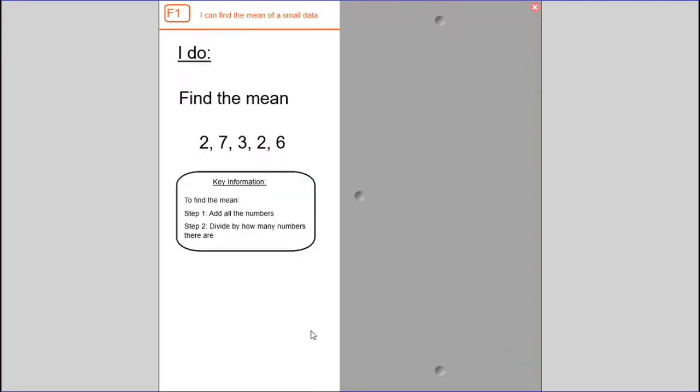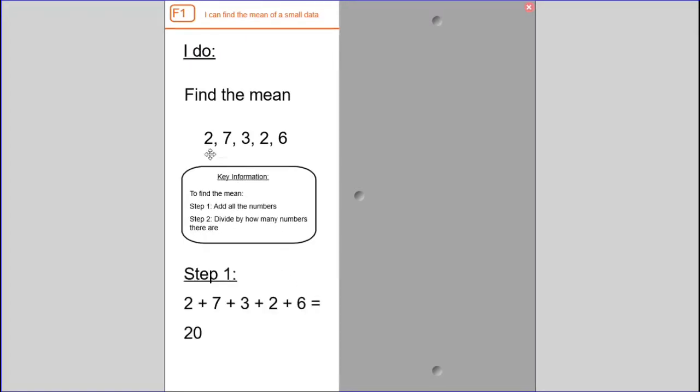Let's have a look at a different type of question. So we are asked to find the mean of the following data set. So we've got 2, 7, 3, 2 and 6. Referring back to the key information table, to find the mean, step 1, we need to add up all of the numbers. So we're going to add up 2, 7, 3, 2 and 6. Once we add up all of those numbers, we're going to get a total of 20.